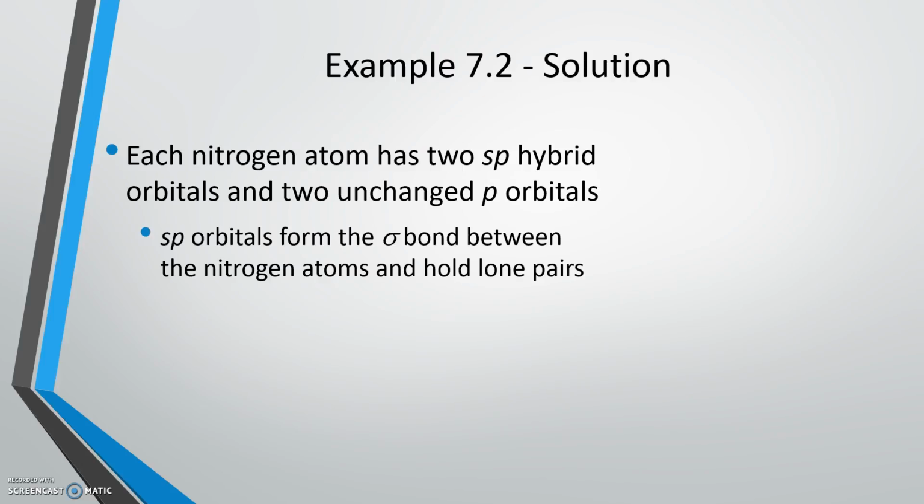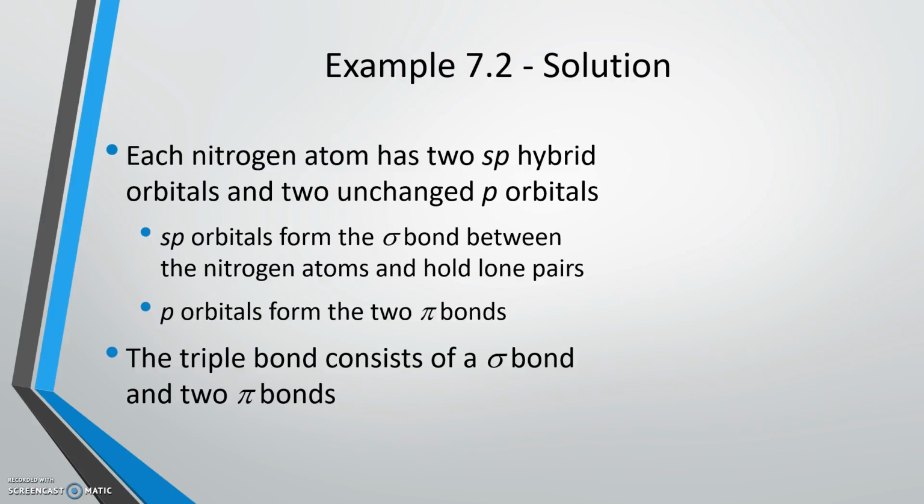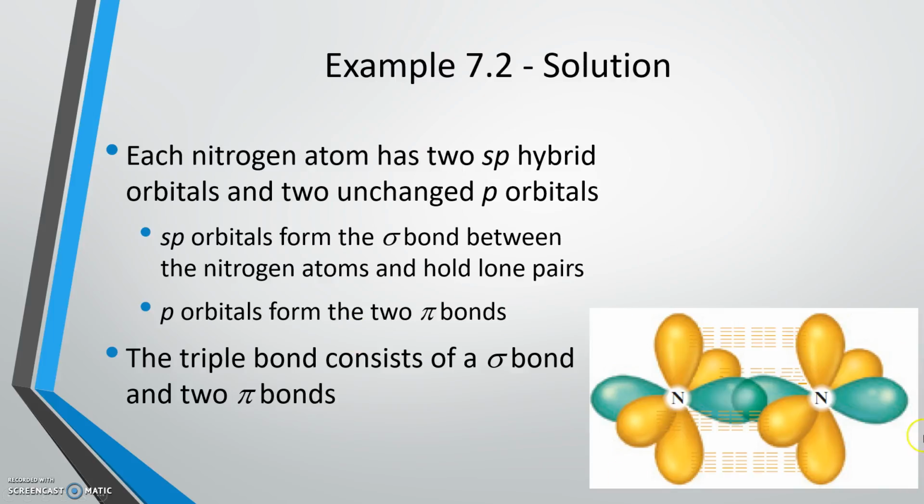Each nitrogen atom has 2 sp hybrid orbitals and 2 of the unchanged p orbitals. The sp orbitals are going to form the sigma bond between the nitrogen atoms and then hold the lone pairs on the outside. The other unused p orbitals form the 2 pi bonds. So a triple bond is going to consist of a sigma bond and 2 pi bonds. You can see all this in the diagram here on the side. Here are our hybridized sp orbitals. One is sharing electrons between the atoms. You have the others that are holding the lone pairs. The 2 unused p orbitals are forming 2 pi bonds to result in our triple bond.